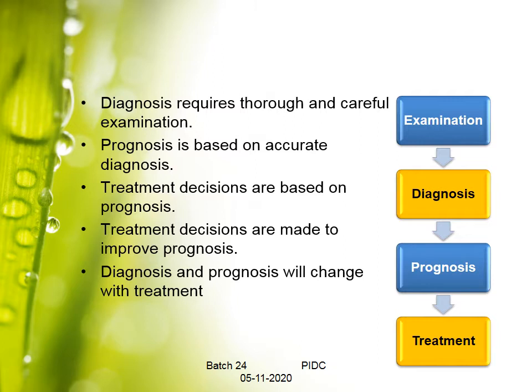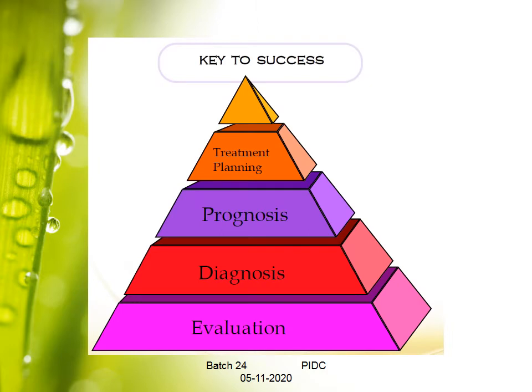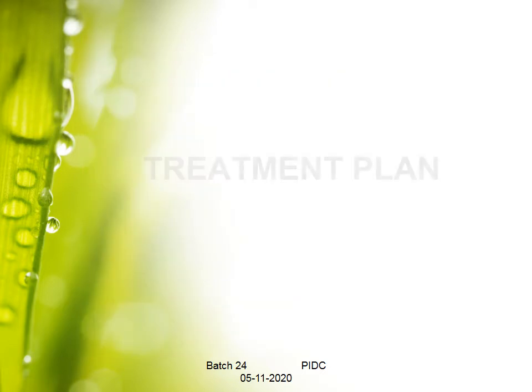Prognosis is based on accurate diagnosis. Treatment decisions are based on prognosis. Treatment decisions are made to improve the prognosis. Diagnosis and prognosis will change. So, the highest key to success is your treatment planning, but the building blocks for this is your evaluation, that is your clinical evaluation, diagnosis and prognosis. In other words, these three have to be correct for your treatment to be planned correctly and for the treatment and for the patient to succeed.